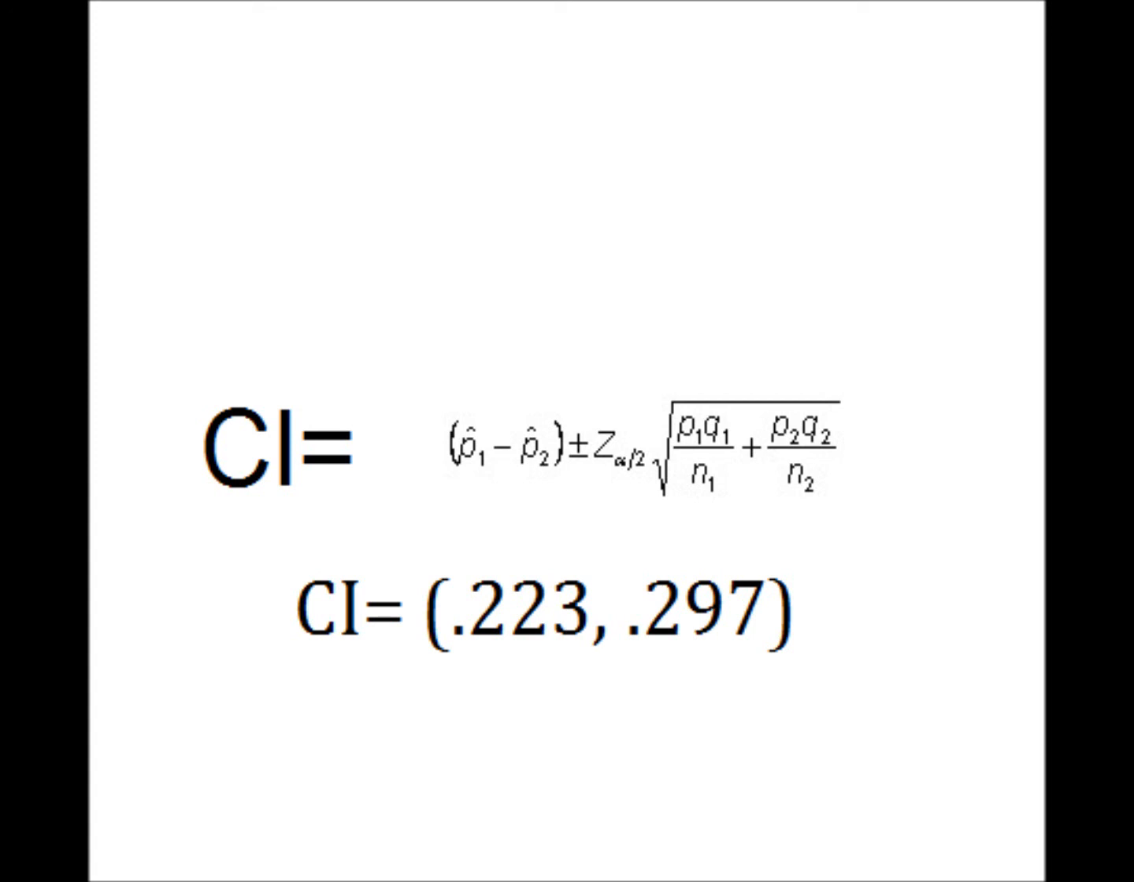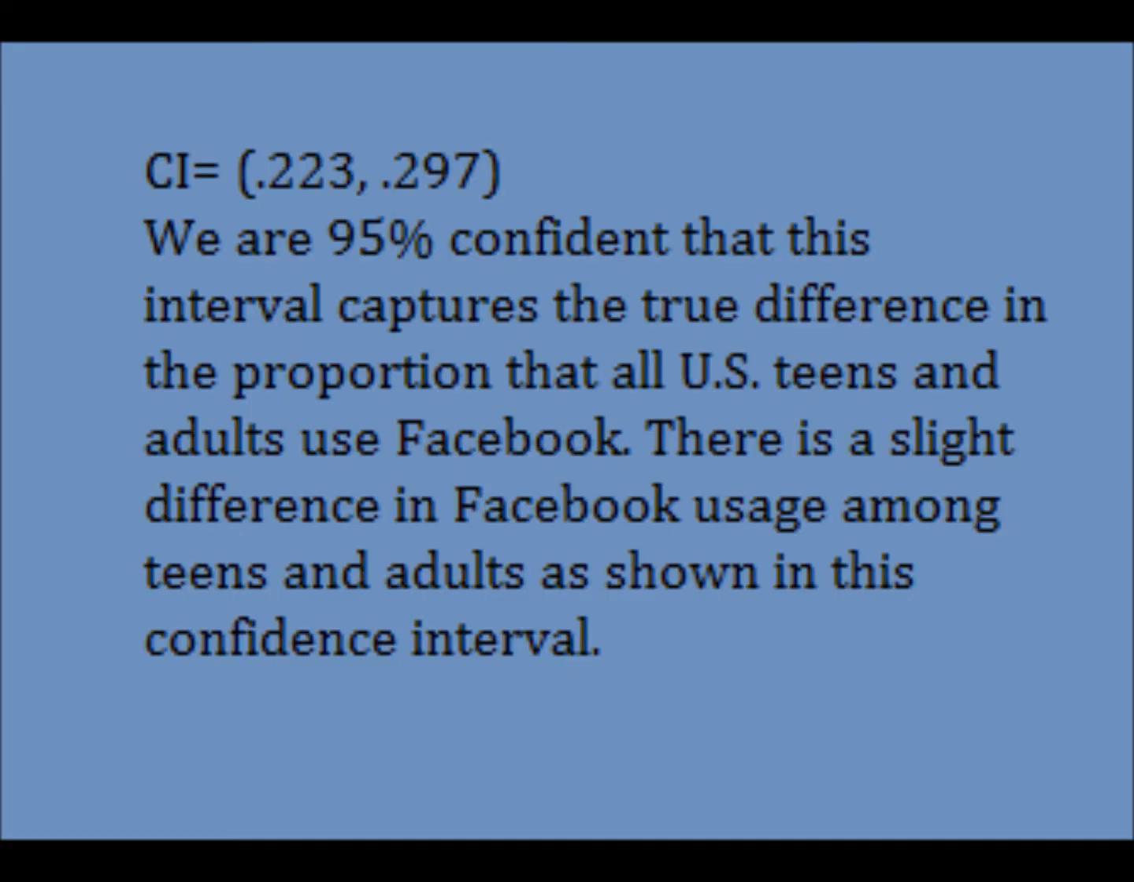You should get a confidence interval of 0.223 to 0.297. This means that we are 95% confident that this interval captures the true difference in the proportions of all U.S. teens and adults who use Facebook. There is a slight difference in the Facebook usage among teens and adults as shown in the confidence interval.